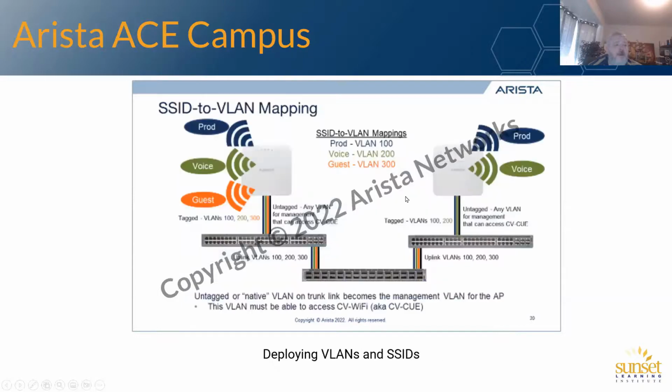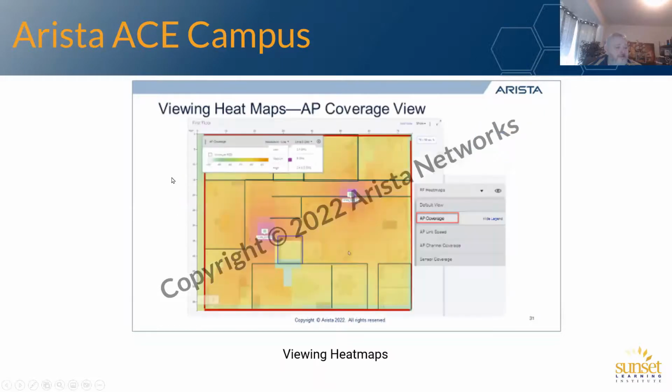Right? We'll talk about SSID to VLAN mapping, and this is nothing new, this is not specific to Arista, but if I have SSIDs, those get bridged to VLANs, then of course I need to carry those VLANs up to the APs, but we'll talk about how that works.